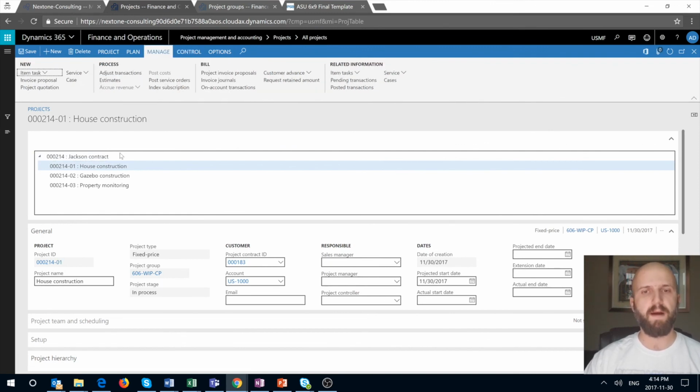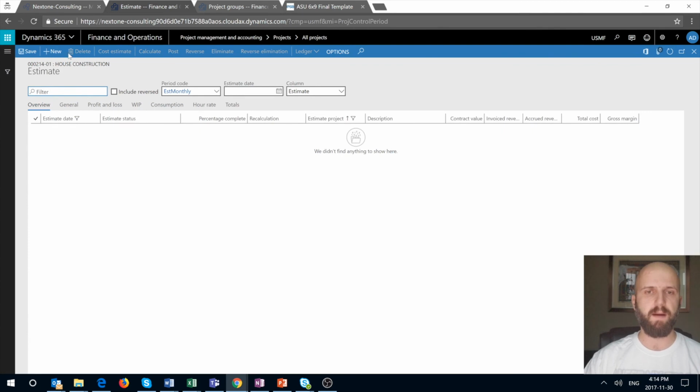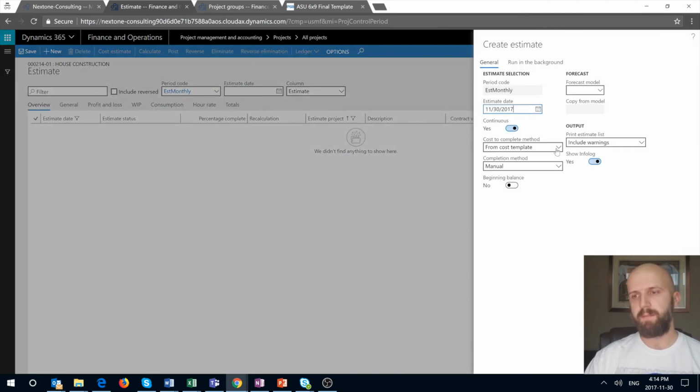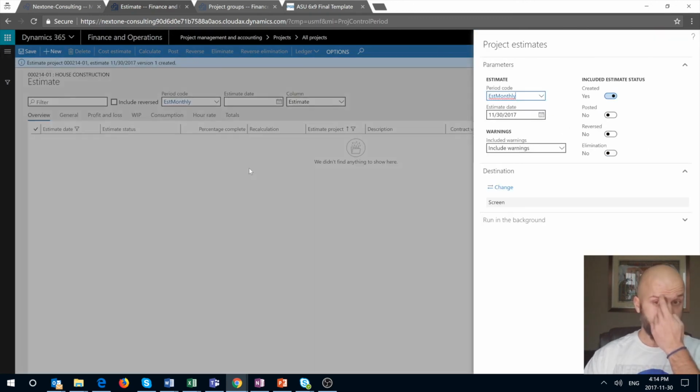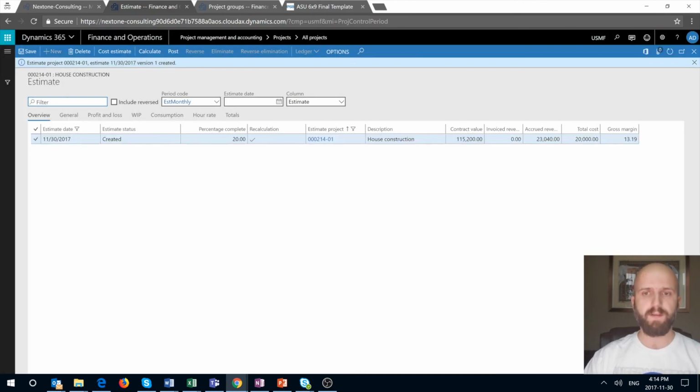I'm going to go back to my sub project. I'm going to click on estimate. I'm going to click on new. It's going to be end of November. I will use my total forecast to actual, and I'm going to make sure that it is set back to automatic. So the system will tell me what the percentage I completed. So system tells us that we completed 20% and we need to recognize $23,040. I'm going to agree with that. So we can see that we successfully posted and recognized $23,040 worth of revenue.